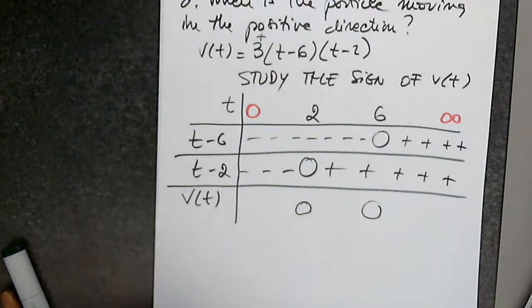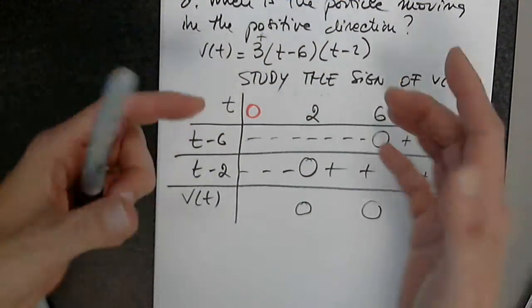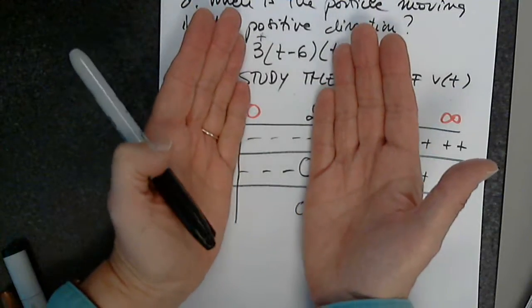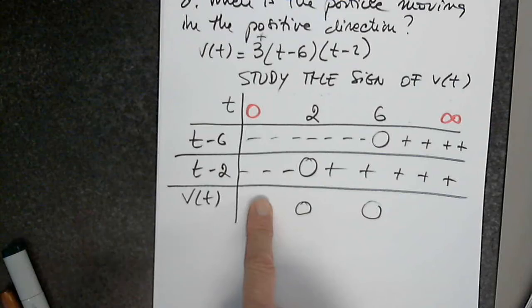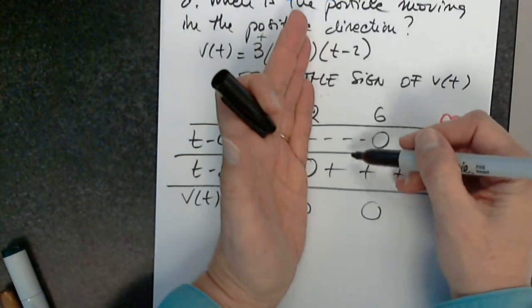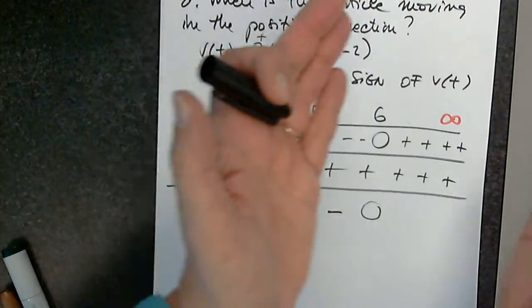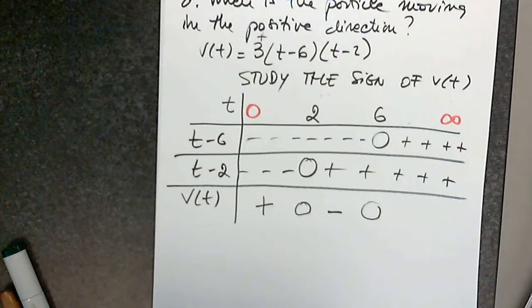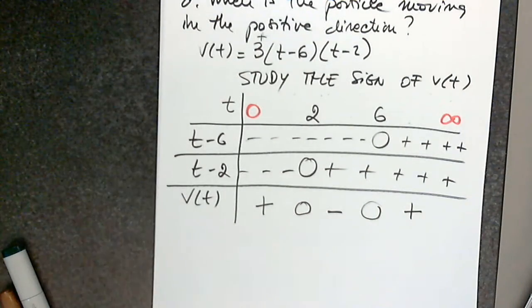Good. So now v of t is the product of these two. So now I'm multiplying on the first subinterval, I'm multiplying two negative numbers. What sign do I get? Perfect. In the middle interval, I multiply a negative by a positive. What sign do I get? And finally, on the last subinterval, I multiply two positive numbers. Good. So here's my conclusion.